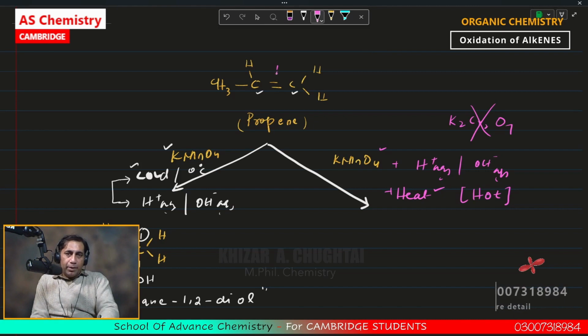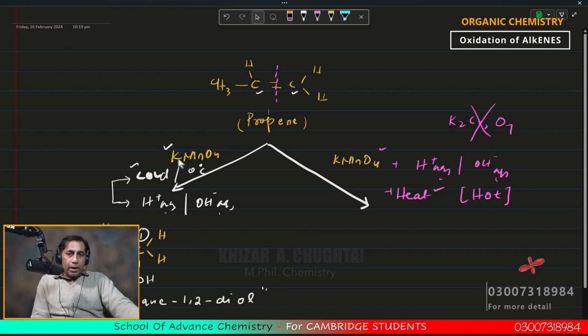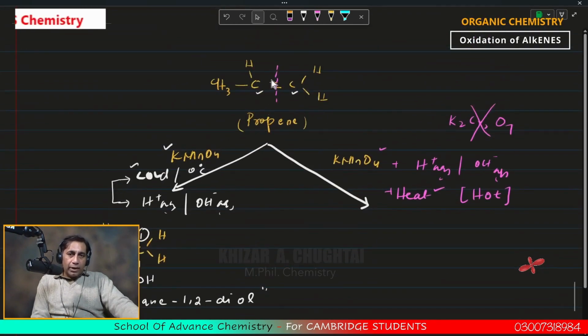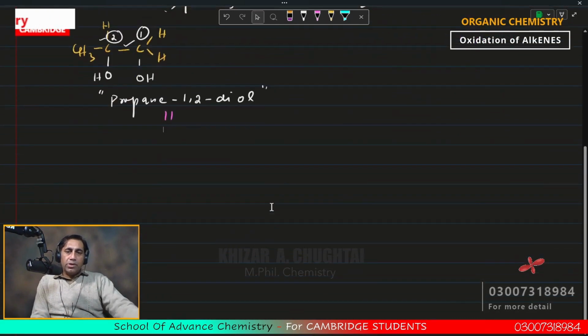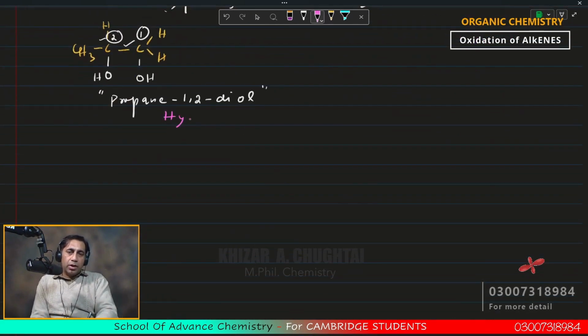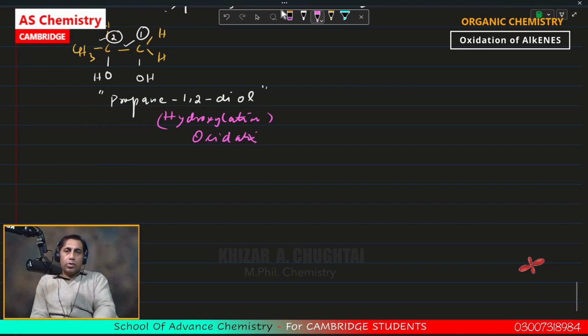Both CC bonds are broken down. When we add cold KMnO4, only one of the bonds, the pi bond, is broken, and there is addition of OH group. This is also said to be hydroxylation. This process is said to be hydroxylation or oxidation. It's also said to be oxidation.